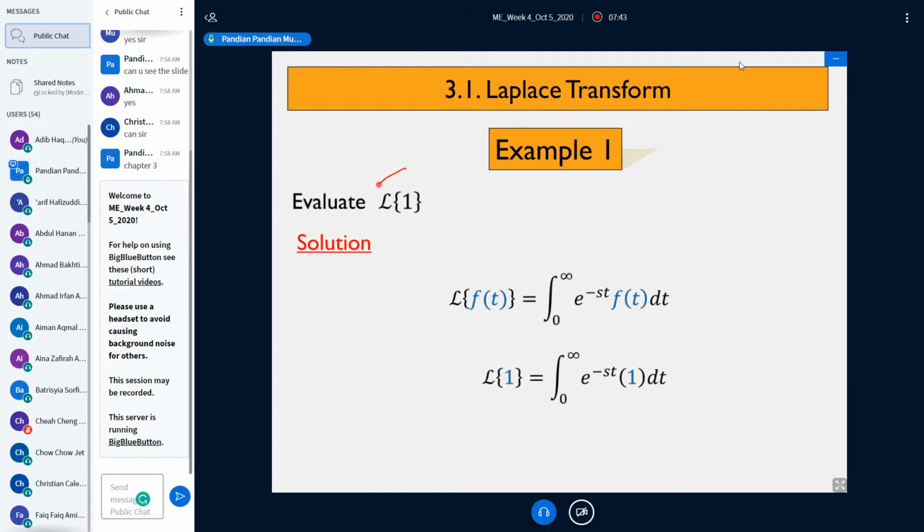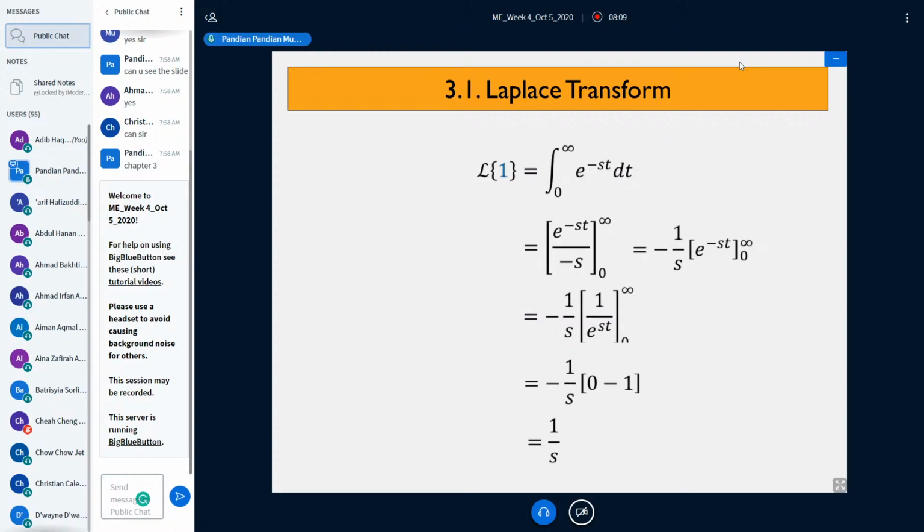Okay, so now you want to evaluate Laplace of 1. So your f(t) is 1. The integral from 0 to infinity of e^(-st) f(t) dt, you substitute f(t) with 1. So the integral becomes 0 to infinity e^(-st) times 1 dt. So how to integrate this? You must be good at integration, so you must know all the formulas of integration.